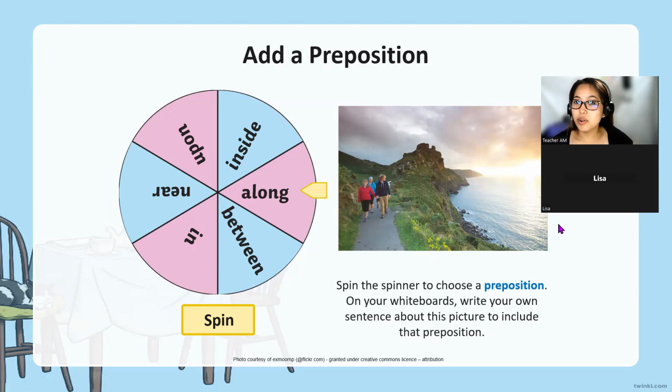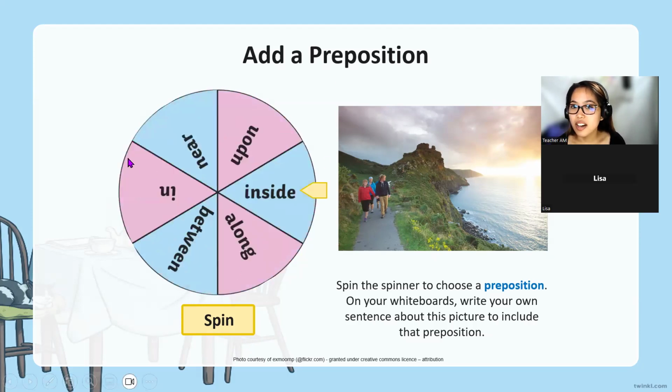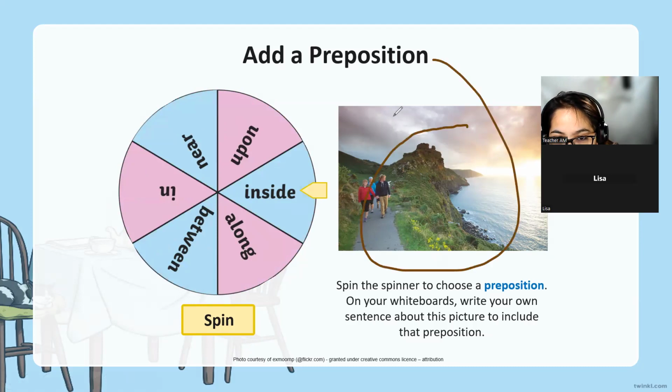Okay, so today we're going to play a game. Are you ready? Yeah. Very good. All you have to do is to spin the wheel and make a sentence to describe the picture using the preposition. For example, look at this. Let me spin this wheel. Inside. So look at this picture.